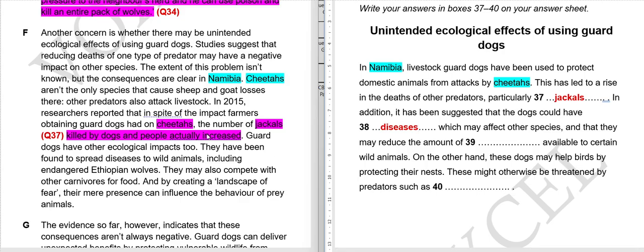So in addition, guard dogs have other ecological impacts too. So 'too' basically refers to this. So they have been found to spread diseases. So they said that guard dogs could have something which may affect other species. So if something is affecting other species, basically it is spreading to other species. And other species here is written as wild animals. So this is our question number 38. Just let me write it here.